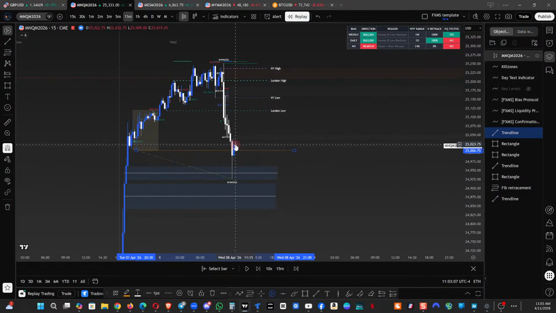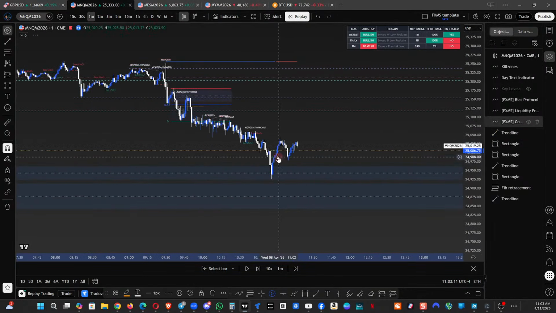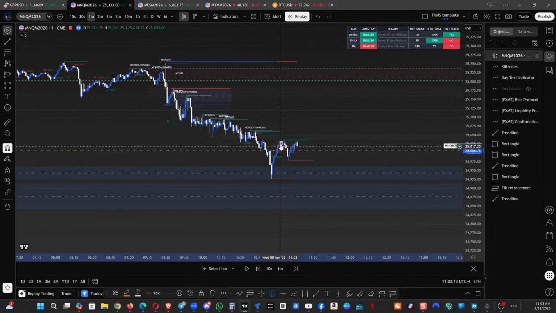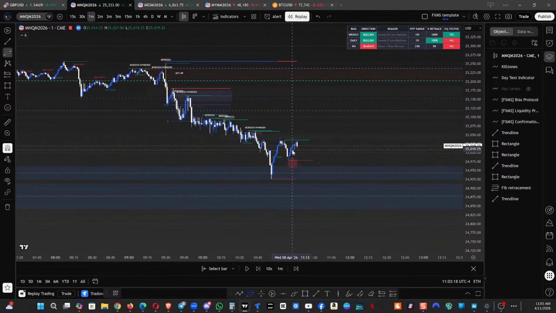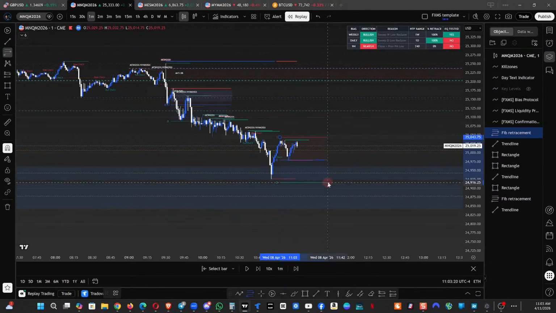And then now we're trading back above it. Okay, so let's see if we get a move above this level here, right? So we have a sweep, we have a change of character. Okay, same thing on the 1 minute. We have a swing high to low.